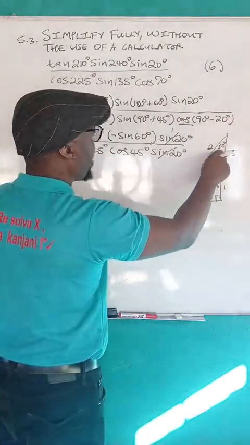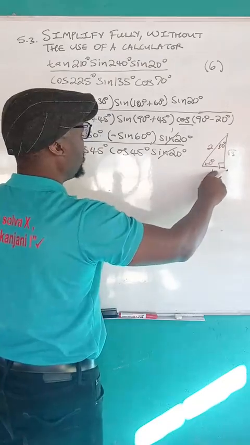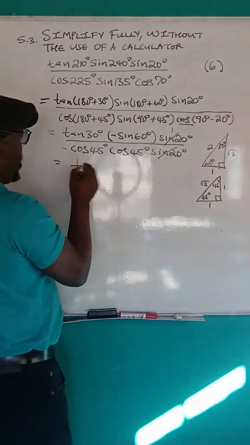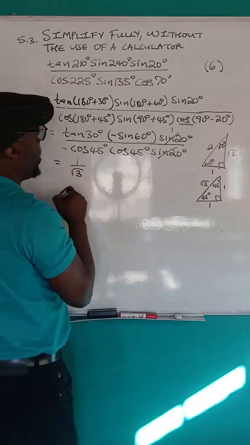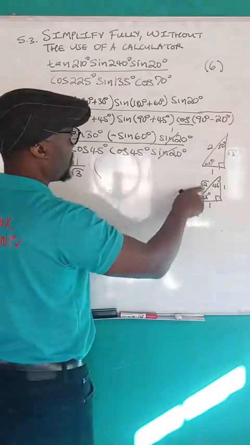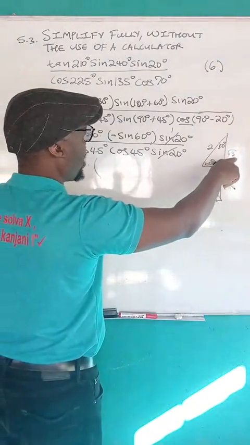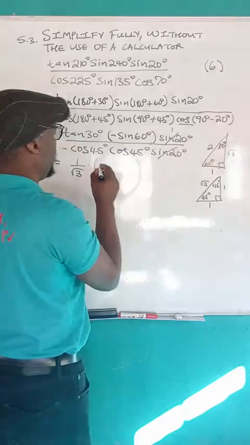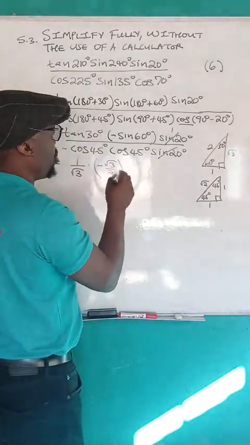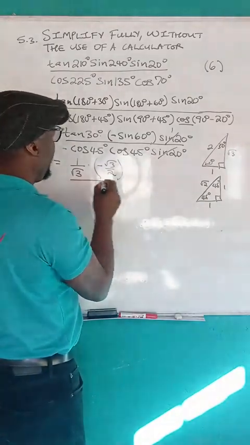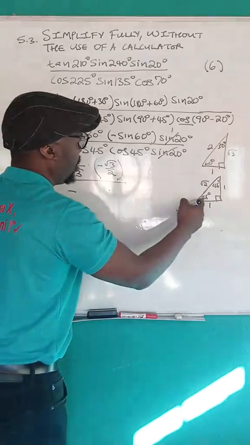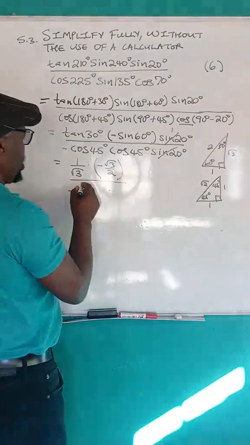Tan 30 degrees is 1 divided by root 3. 1 divided by root 3 by sin 60 degrees is root 3 divided by 2. So we put that negative sign. Root 3 divided by 2. All divided by negative cosine 45 degrees, just say by hypotenuse.